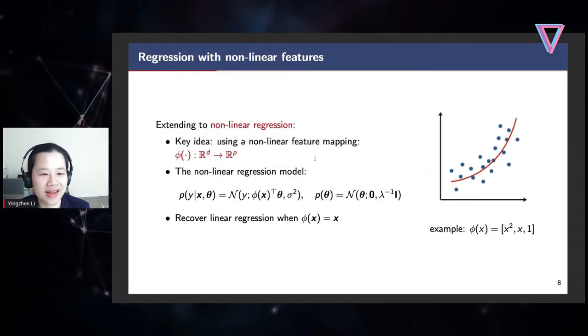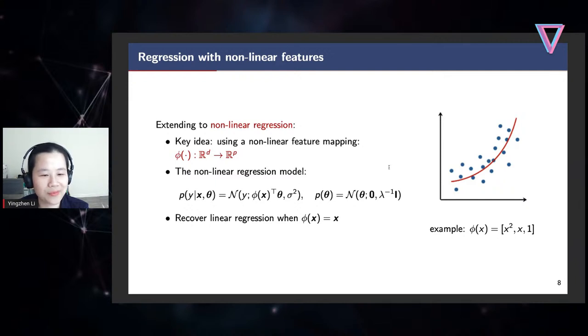Okay, so just to summarize the idea of nonlinear regression, the key idea, as I said, is to use a nonlinear feature mapping. You can see that the only difference between this nonlinear regression model and the previous linear regression one is the use of this nonlinear feature. If you just set this nonlinear feature to identity, then essentially it goes back to linear mapping. And the figure on the right-hand side is a simple example to show that if you set the nonlinear feature to include the constant, the linear and also the quadratic terms, then you can fit the coefficient for each of these terms inside theta, and then do regression on this data set.